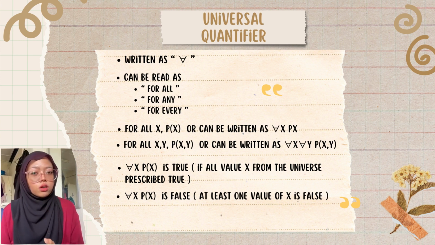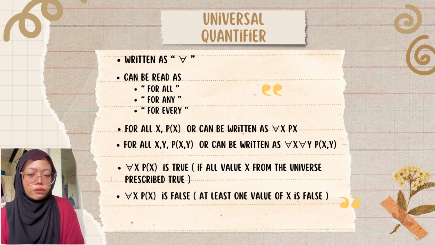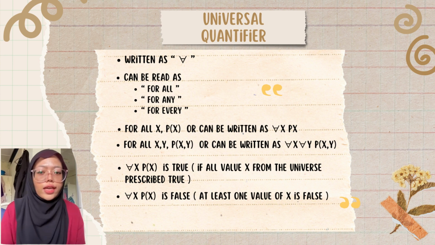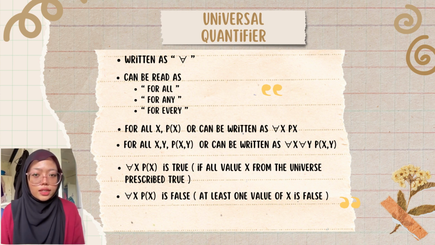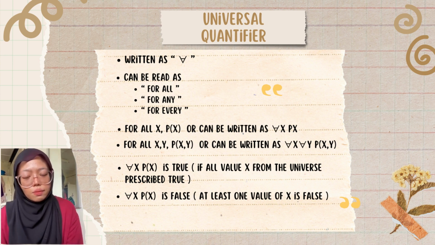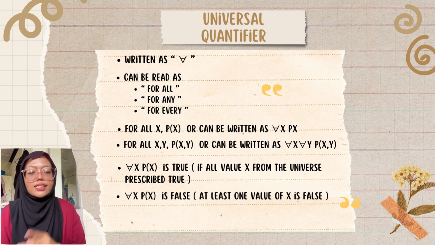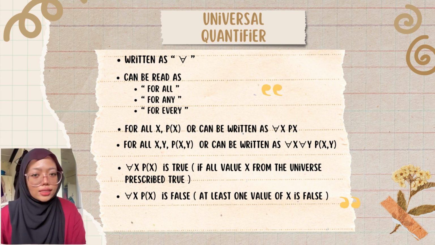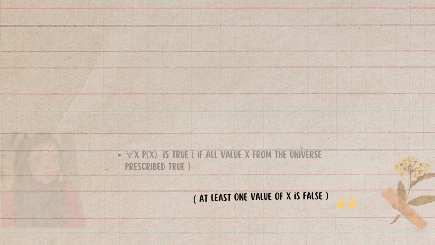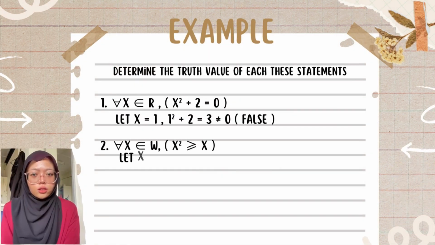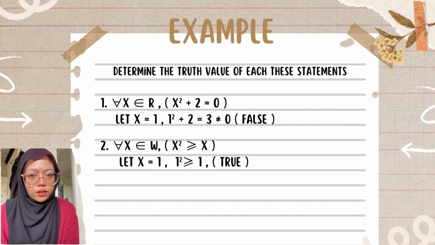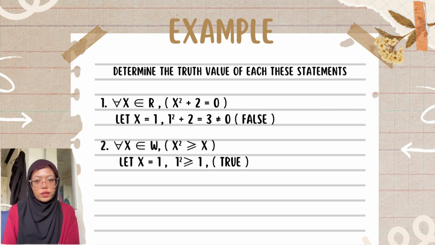The statement for all x, P(x) is true if all the values of x in the universe prescribed are true, and the statement is false if there is any one value of x that is false. Now let's look at the examples of the universal quantifier. Let's determine the truth value of each statement.